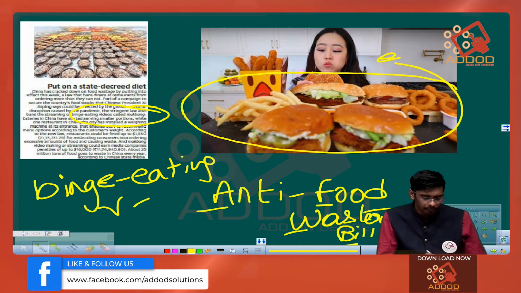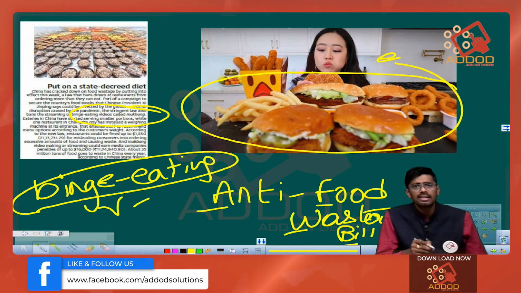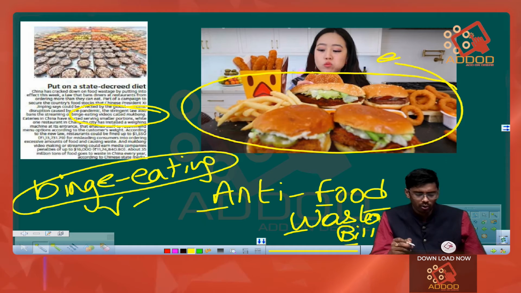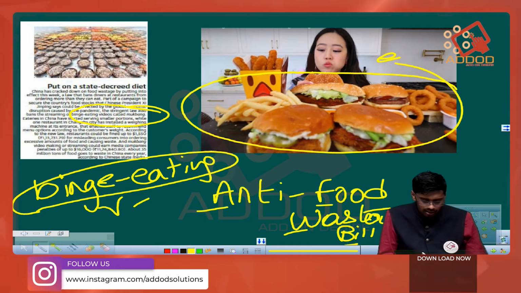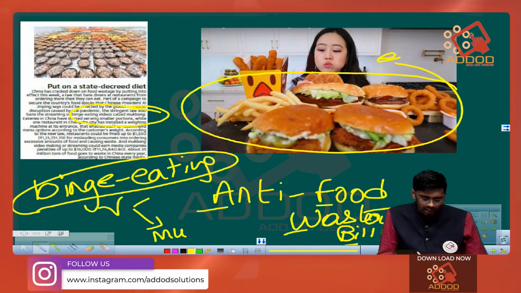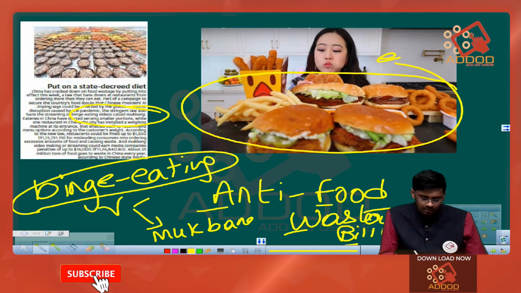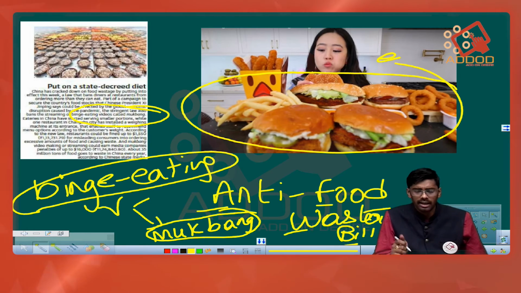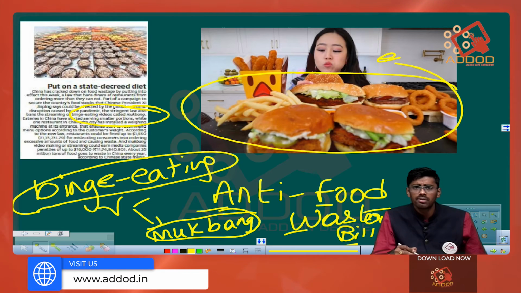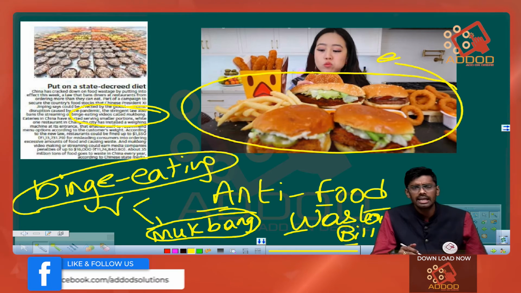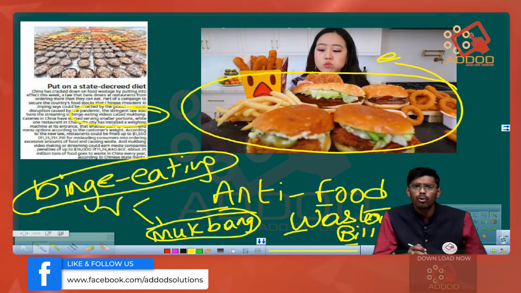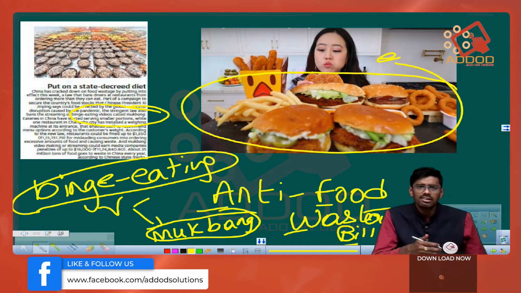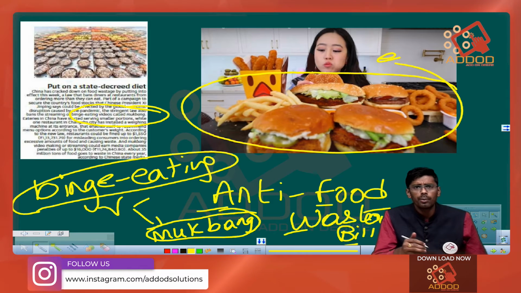This is called binge eating, and these binge eating videos are also called mukbang. So these are famously called mukbang. Even these videos are prohibited in the country of China, and if a person makes these binge eating videos and uploads them on any social media platform, he would also be penalized. So this is the new anti-food wastage bill that is brought by the country China.